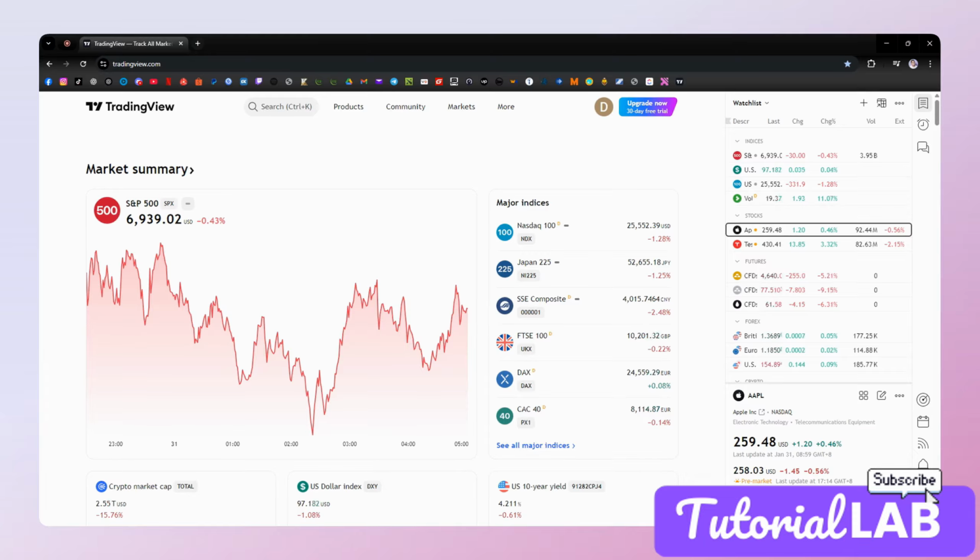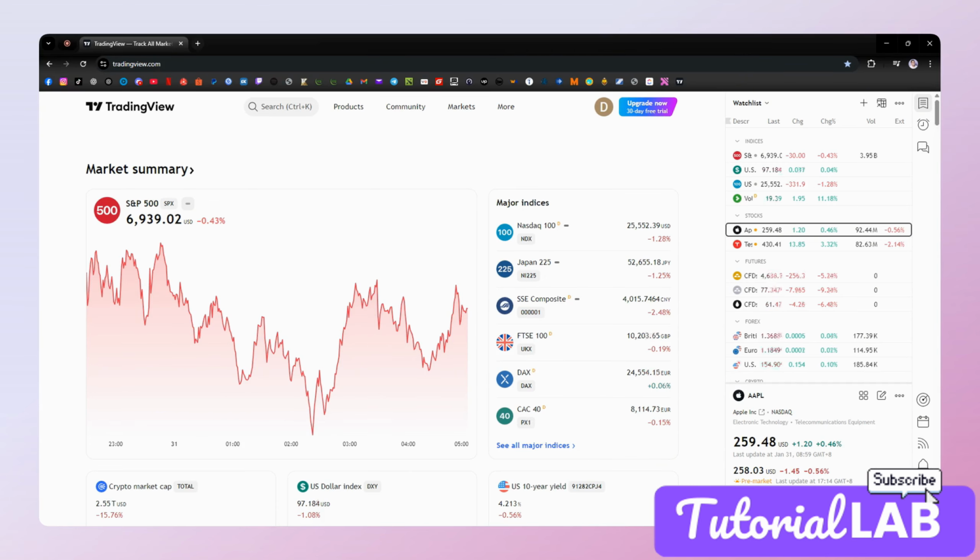Let's get started. An order block is a specific price zone on a chart that shows where institutional traders have placed significant buy or sell orders, often causing sharp price movements. We usually see it as the last opposite colored candle before a strong impulse move, and it can act as a future support or resistance level.